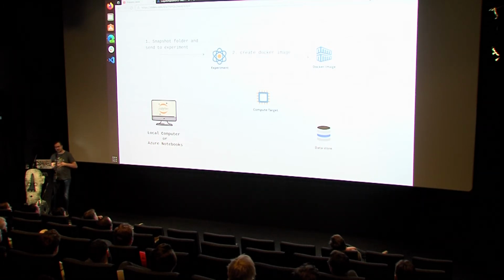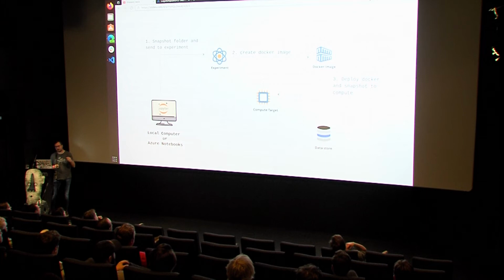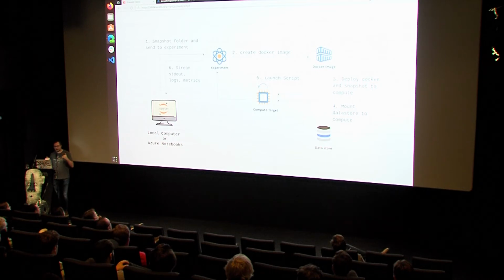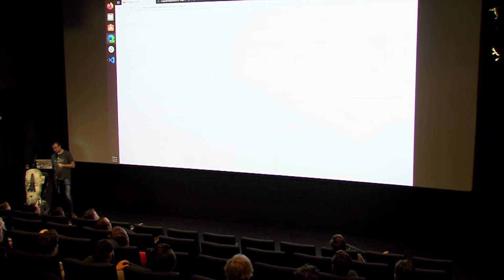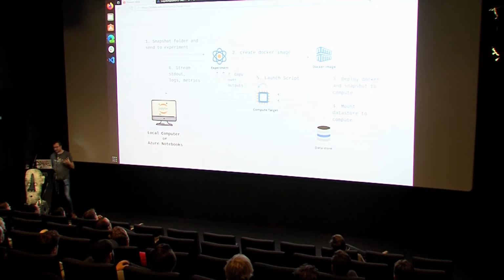Then it is creating this Docker container according to my environment specifications. It deploys that Docker container to my compute target, to my cluster. It's mounting my data stores because the data set is on a data store. Then it is launching my training script. And then it is sending back all the metrics through my experiment back to my notebook, where I can see everything in my widget. And then it copies over all the output when it is done to my experiment.